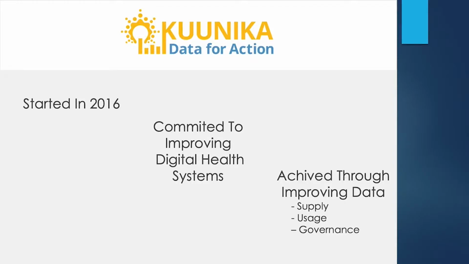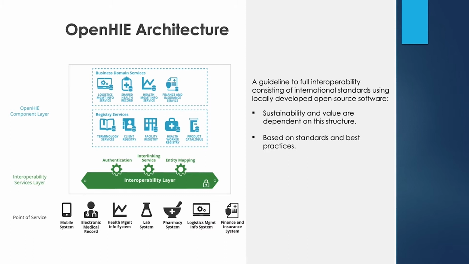First, some background on the Kunika project. The project began in 2016. Our ultimate goal is to improve the quality of digital health systems within Malawi. We hope to achieve this through improving the supply, usage, and governance of data. To help achieve our goals, we follow the OpenHI architecture. This framework helps guide our work to achieve interoperability and improved data usage throughout the country.